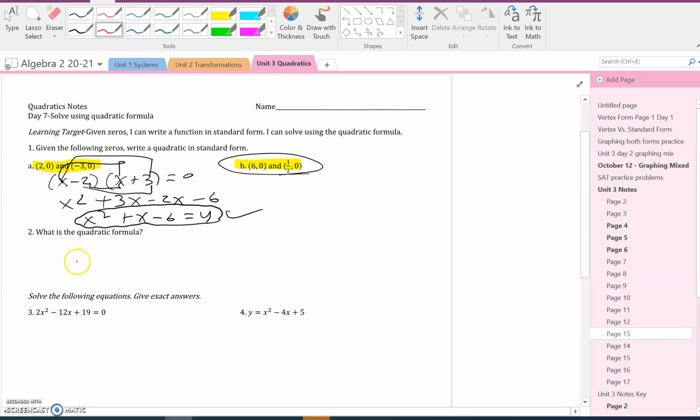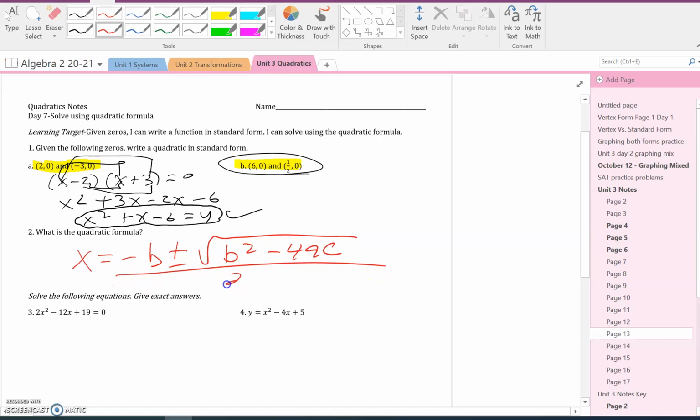So the quadratic formula is this. X equals the opposite of b plus or minus the square root of b squared minus 4ac all over 2a.